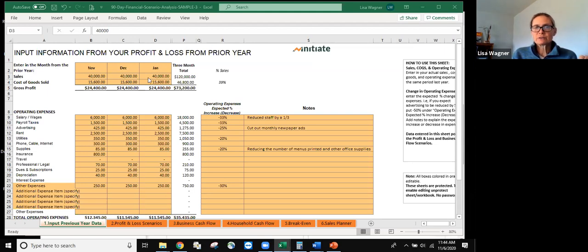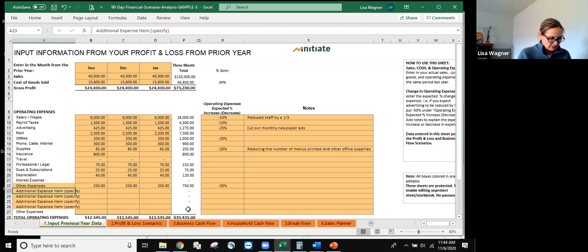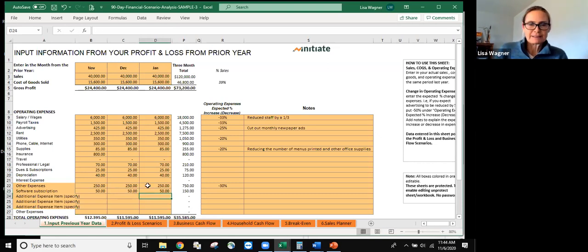So you're going to put in your sales for each month. You're going to put in your cost of goods sold, the total net amount for each month. And you're going to go through here and enter each of these. If you don't have one, just leave it blank. If you have another expense, I don't know what else you might have, maybe you have a software subscription, okay? Then you can just add it in. You can put your number in, right? And it's going to automatically tabulate stuff for you, okay? So the first step is to fill this in.